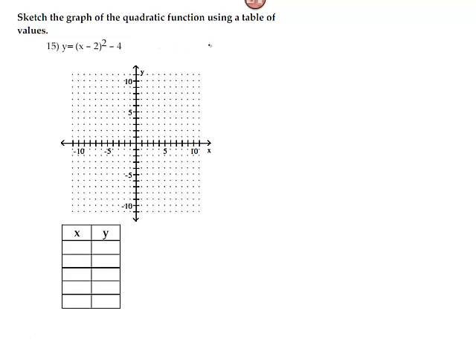Sketch the graph of the quadratic function using a table of values. We have two problems with this, and it matters what form this is in. This is called vertex form, whenever you have the parentheses like this, and it's called that because it tells us the vertex. You take what's in the parentheses and you change the sign. You take what's outside the parentheses, you leave it alone, and that puts our vertex at 2, negative 4.